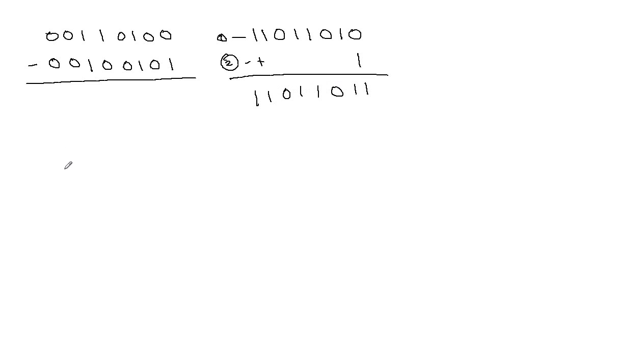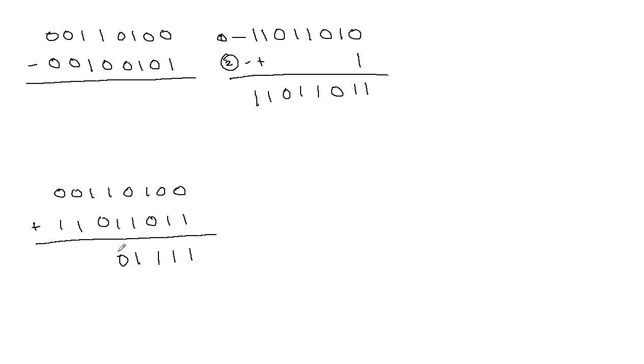All right, so let's add this one to this one. So it's 0, 0, 1, 1, 0, 1, 0, 0 plus 1, 1, 0, 1, 1, 0, 1, 1. And let's see what the result is. 1, 1, 1, 1, carry 1, and carry 1. It's 1, 0, 1, 0 again, and 1, 0, and you can just drop that, because it's 8-bit.